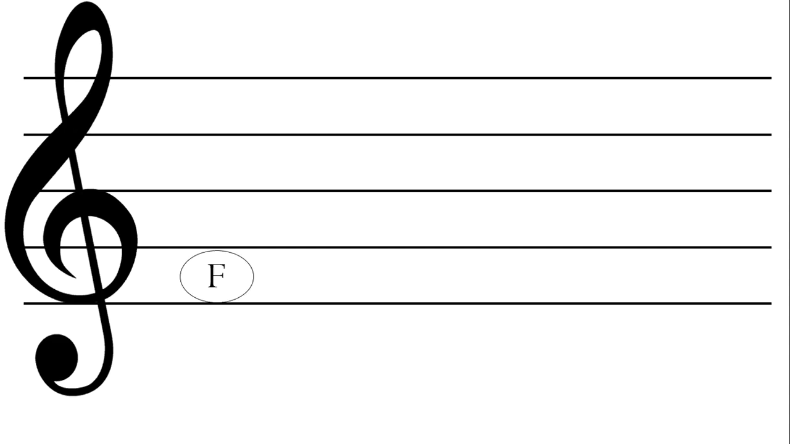So the first space note is F. The second space note is A. The third space note is C, and the fourth space note of the treble clef is E. We don't want to use any acronym for this because it is very clear, it is face, F-A-C-E, face.